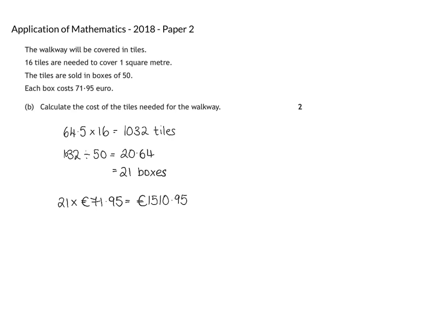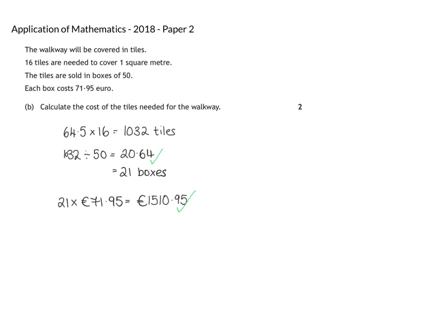€1,510.95. So marks here, your first mark is for working out the number of boxes required, or how to work out the number of boxes required, and then your second mark for part B is for rounding appropriately and calculating the costs, so knowing that you've got to round up because you can't have part of a box of tiles.